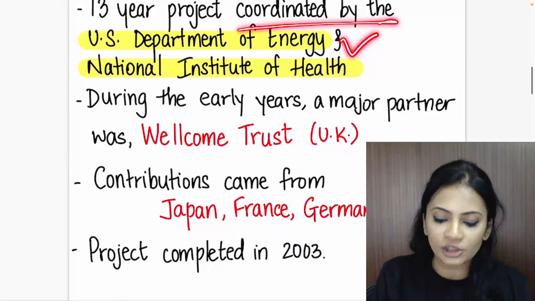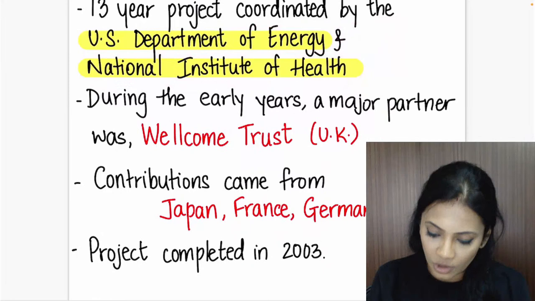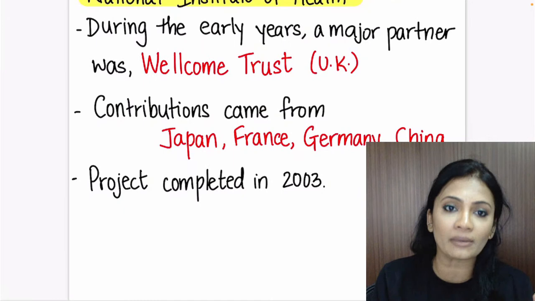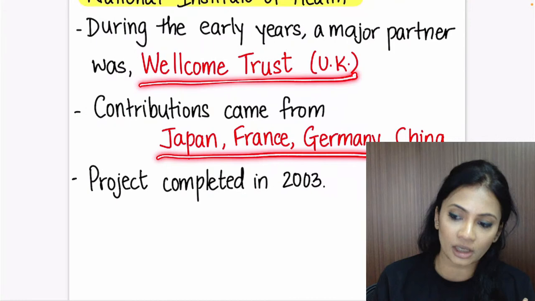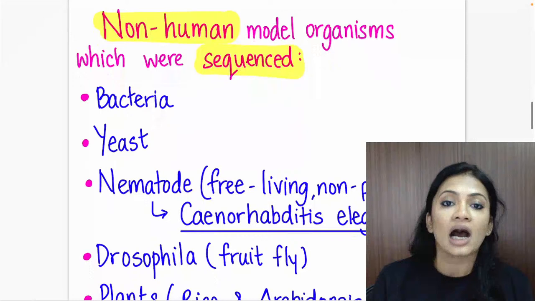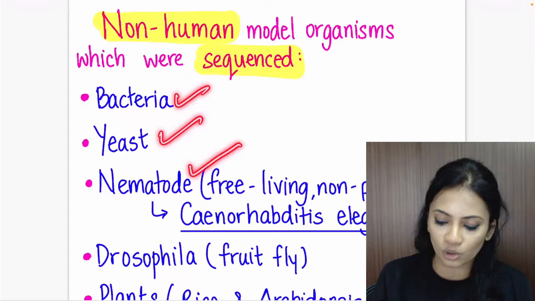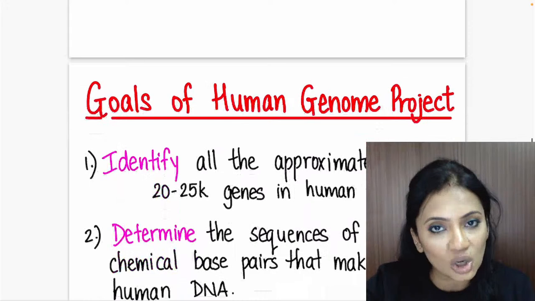The project was coordinated by the US Department of Energy and the National Institutes of Health. Who else contributed money? The Wellcome Trust in the UK, Japan, France, Germany and China. The project was completed in the year 2003. Then other non-human organisms were also sequenced, like bacteria, yeast, the nematode, Drosophila and plants, along with humans.